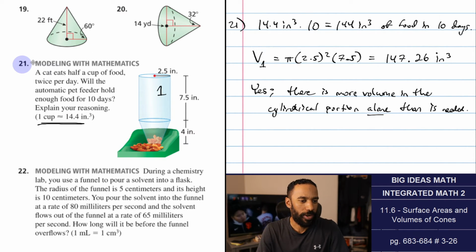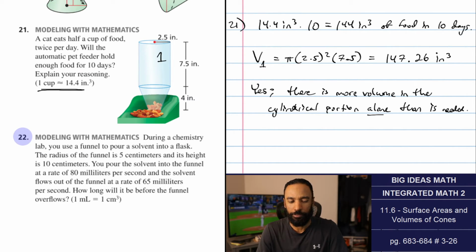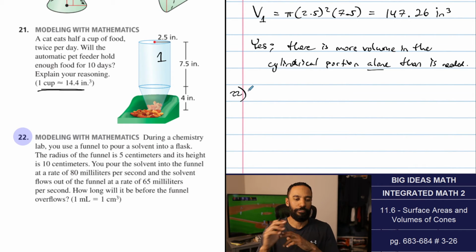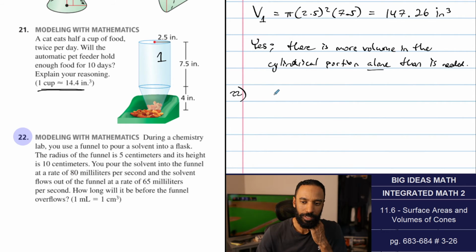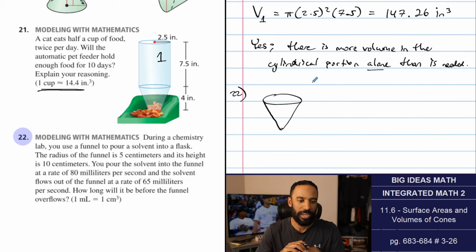All right, number 22. During a chemistry lab, you use a funnel to pour a solvent into a flask. I wish they had a drawing. The radius of the funnel, see a funnel, it's like one of these, and it's kind of a very, very small hole at the bottom. I don't know if they're going to talk about actually having an opening or not. But the radius of the funnel is 5 centimeters and its height is 10 centimeters.